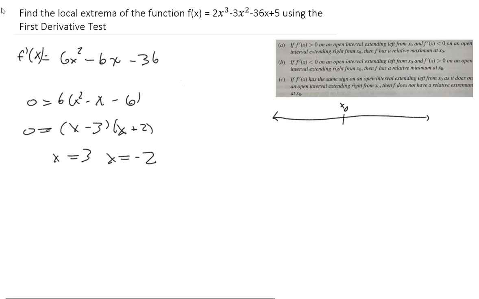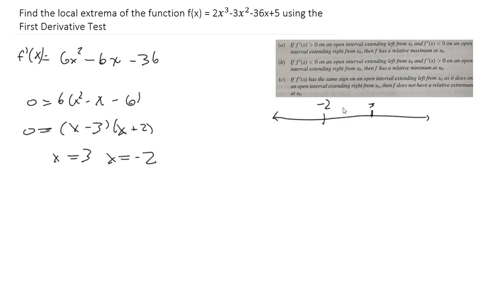So now we can come over here and modify our line here. So now we know that our critical points are at negative 2 and 3. So we're going to figure out the local extrema, a relative maximum if there is one, and a relative minimum if there is one. There might be one of each, there might be neither. So we don't really know yet. We have to analyze this first. So we have to plug in values into the derivative to see if it's positive or negative.